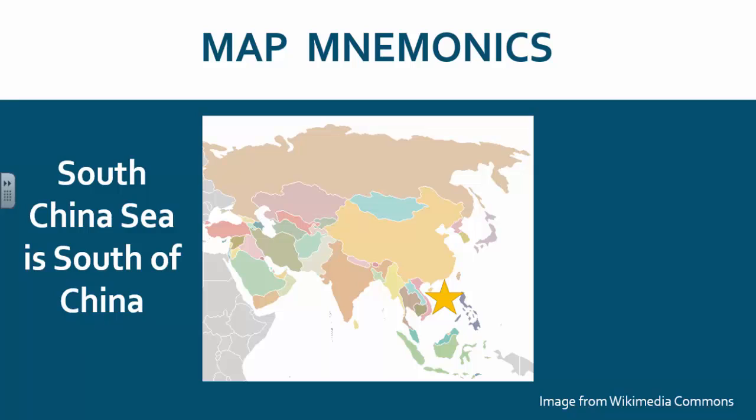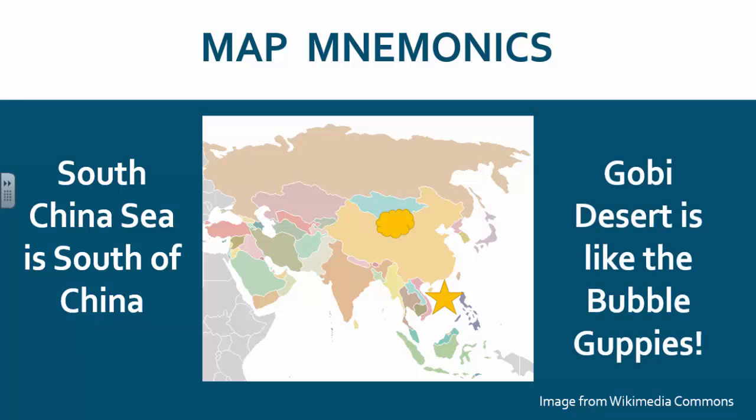Here's one that came from a student. The Gobi Desert is like the Bubble Guppies, which sounds completely ridiculous until they explain that one of the characters on the Bubble Guppies, a Nickelodeon TV show, is called Gobi. Well, bubbles always float to the top, therefore the Gobi Desert floated to the top of China. Once again, seems ridiculous, but the students will always remember those things that they create themselves.